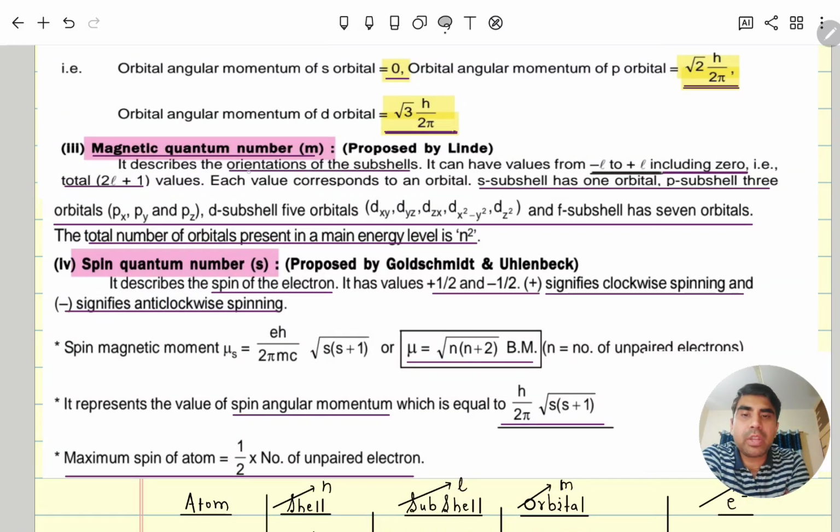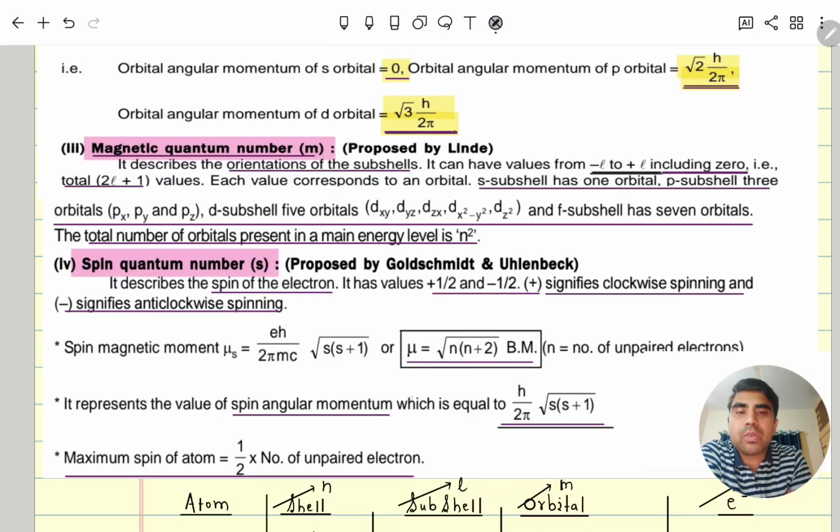So it tells the orientation of that subshell, meaning how px, py and pz or any d orbitals will orient in space. Its value depends on L, and its range is minus L to plus L including 0. The total number of magnetic quantum number values will be 2L plus 1. So here you can see the s subshell has 1 orbital, the p subshell has 3 orbitals, d has 5, and similarly f has 7.